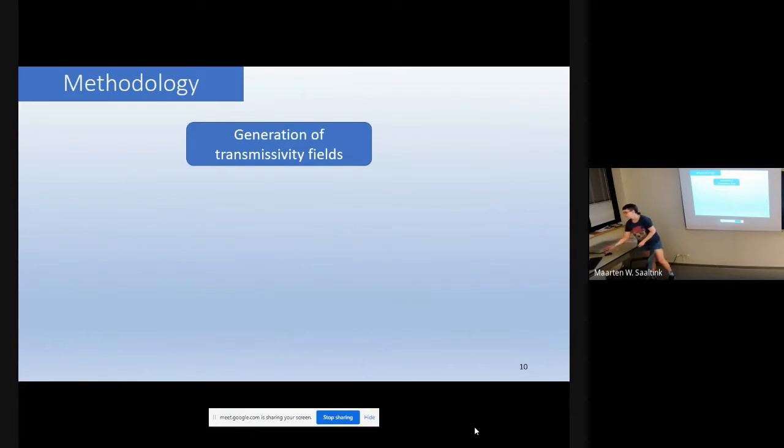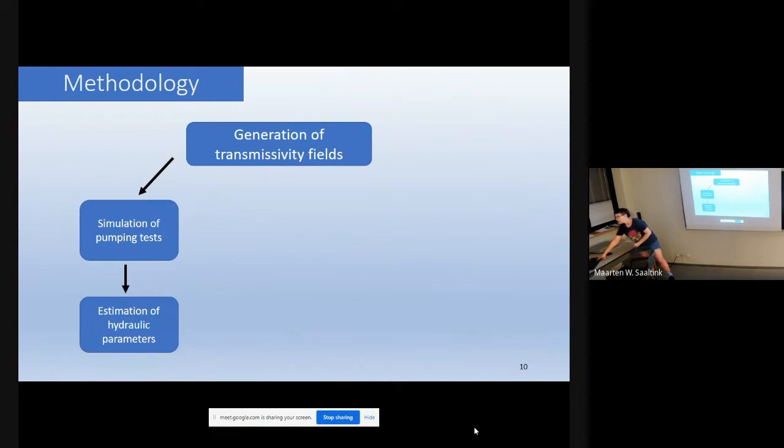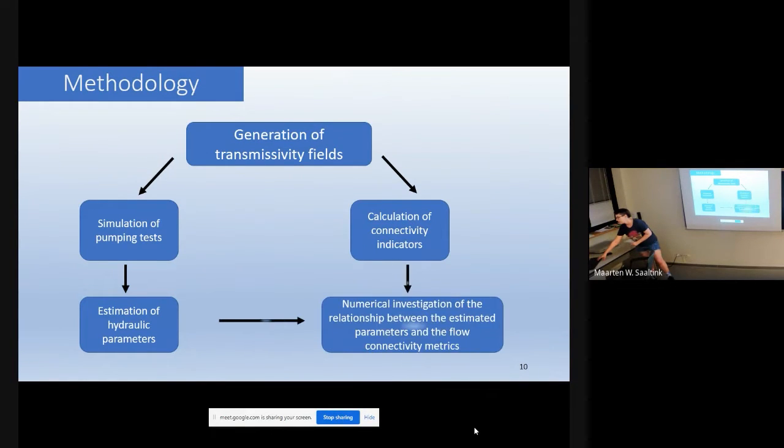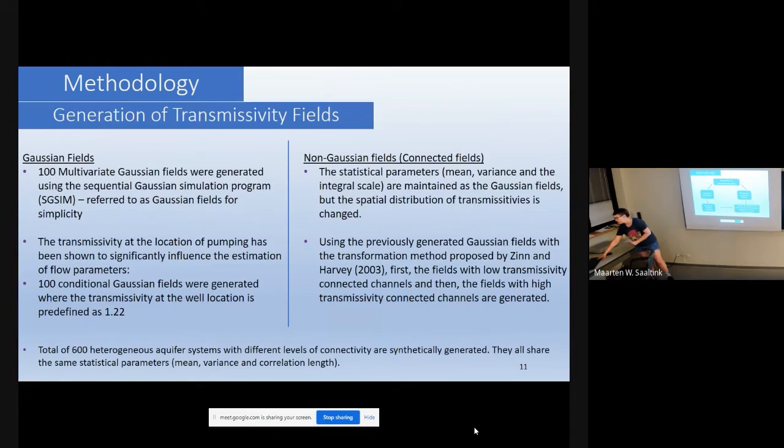In the methodology, we start with generation of transmissivity fields. We follow the Monte Carlo framework, and we continue with simulation of pumping tests and estimation of hydraulic parameters. We also calculate the connectivity indicators, and in the end, we check the numerical investigation of the relationship between the estimated parameters and the flow connectivity metrics.